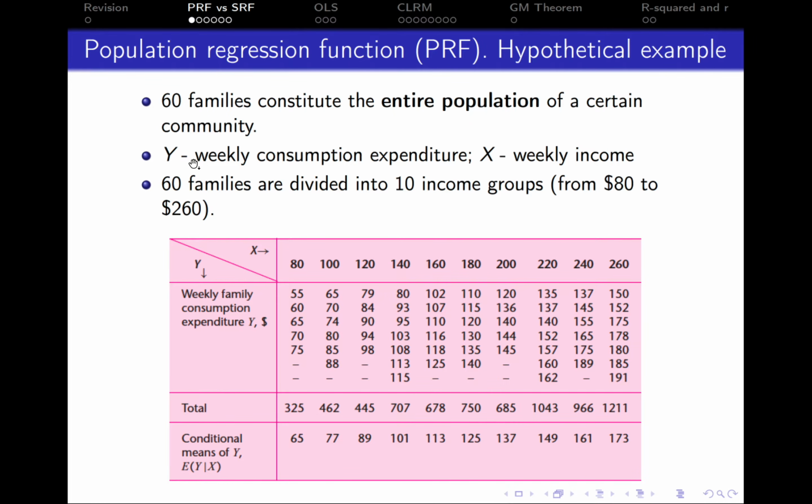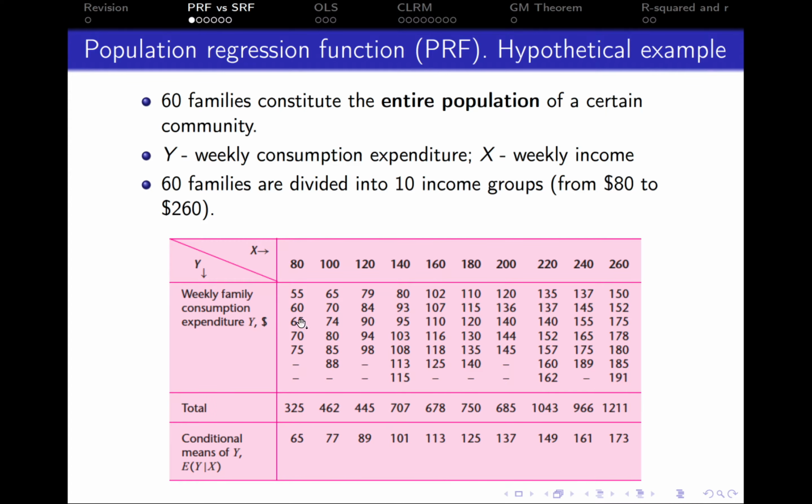We've got some data on these 60 families like Y, which is weekly consumption expenditure, and X, weekly income. In addition, 60 families have been divided into 10 income groups from 80 to 260. And this table over here is a quick summary of what I've just said. So X, once again, this is the value of income from 80 to 260. Y, this is weekly consumption expenditure. And here we've got it in this part of the table.